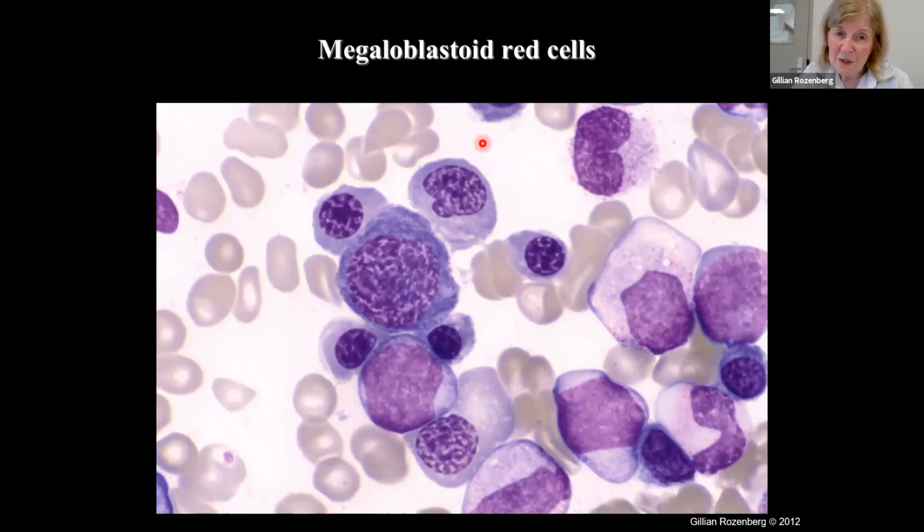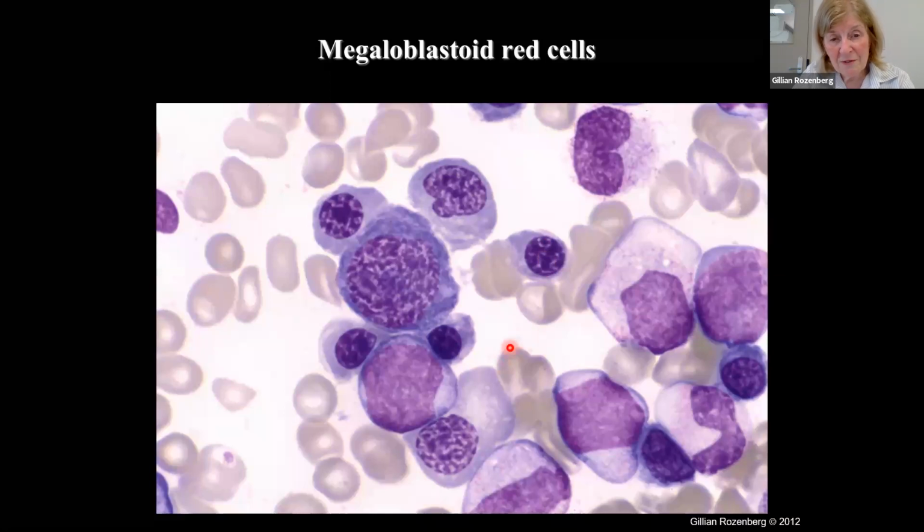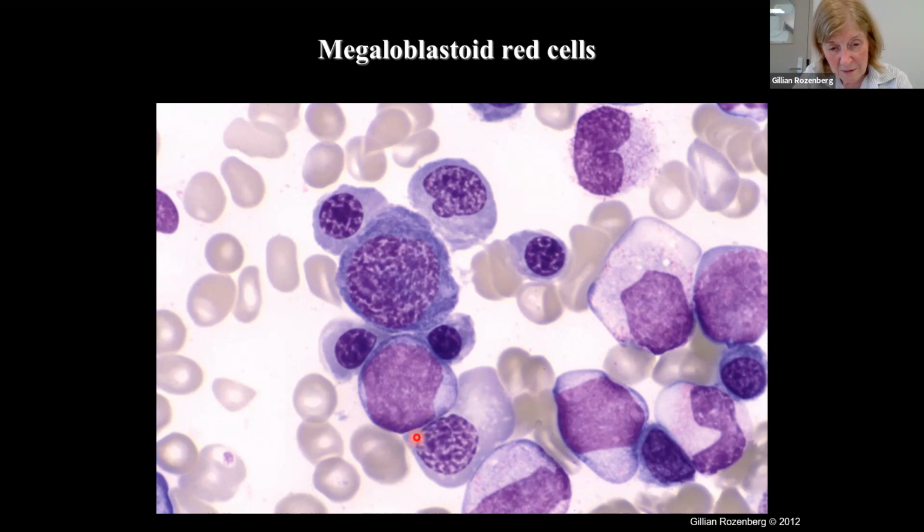So now these are some of the megaloblastoid changes seen in the red cell precursors. If I point to this particular one, this is a red cell precursor, and it's actually a polychromatic erythroblast. So it's gone through the very basophilic stage. This one here is a basophilic erythroblast, but this one's much more what I'm trying to show you. This cytoplasm has gone through being basophilic to polychromatic, so it's starting to acquire hemoglobin.